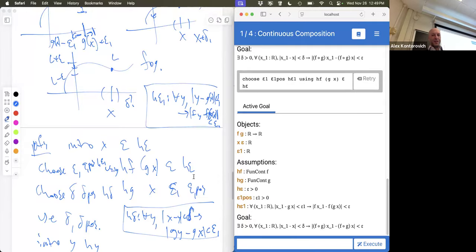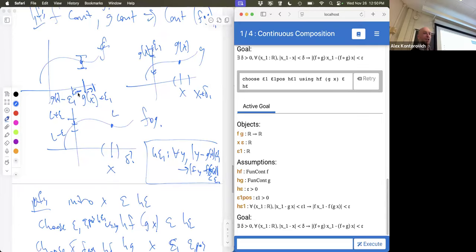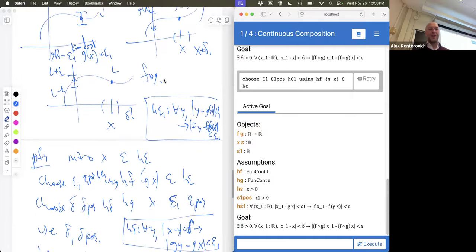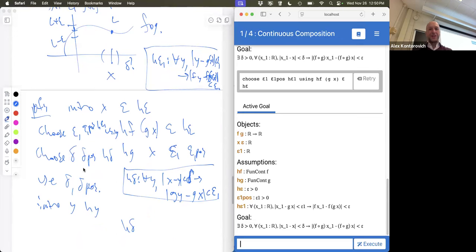Okay, so far so good. So epsilon 1 says for any y, as long as y is within epsilon 1 of g of x, f of y will be within epsilon of f of g of x. As long as g wiggles by no more than epsilon 1, f will wiggle by no more than epsilon. How do we guarantee that g wiggles by no more than epsilon 1? We take y within delta of x. That's what the second choose is doing.